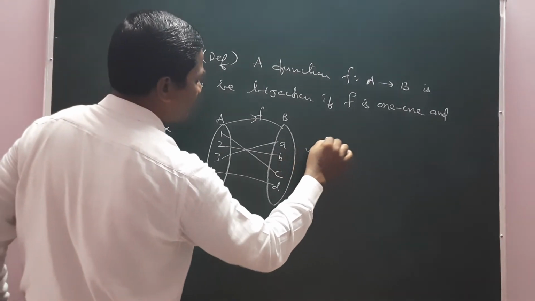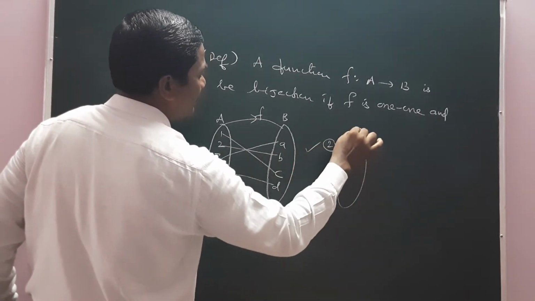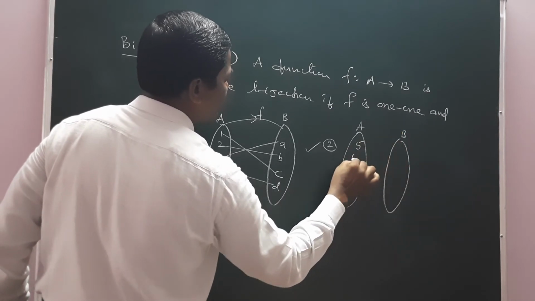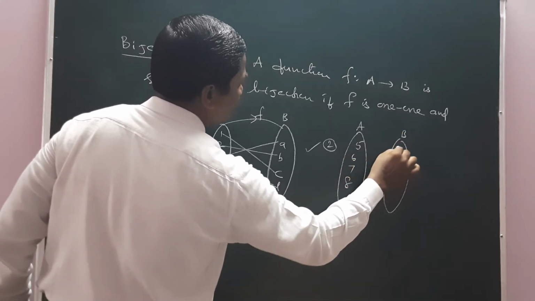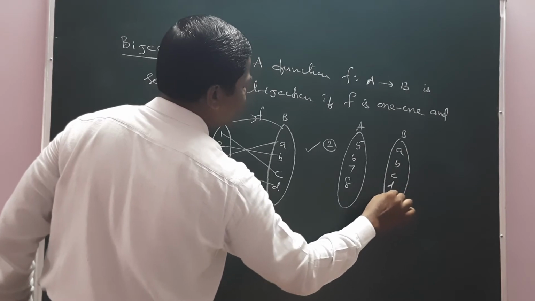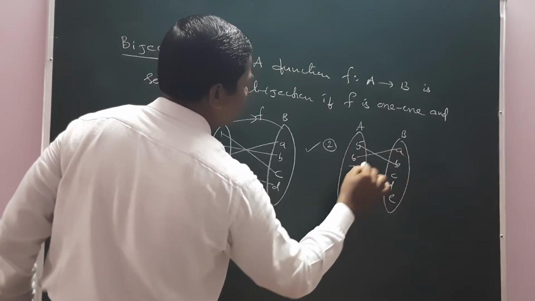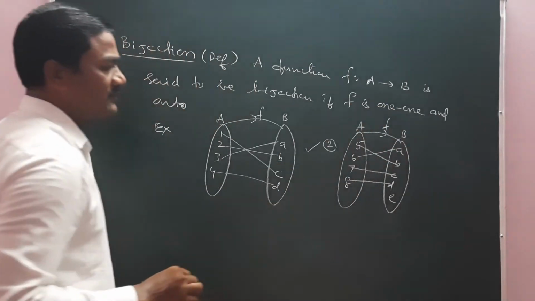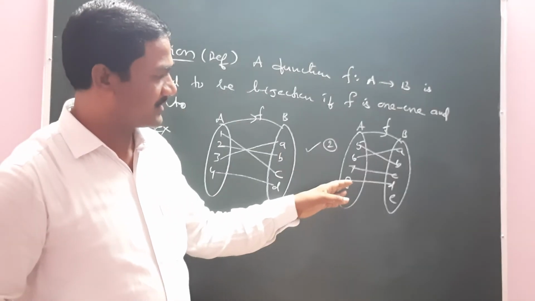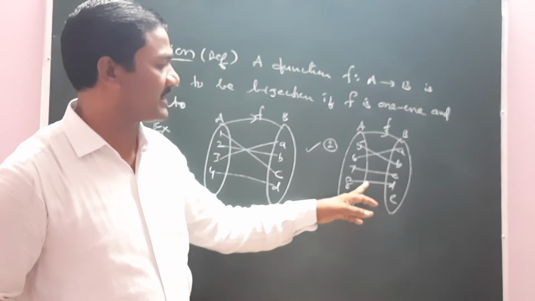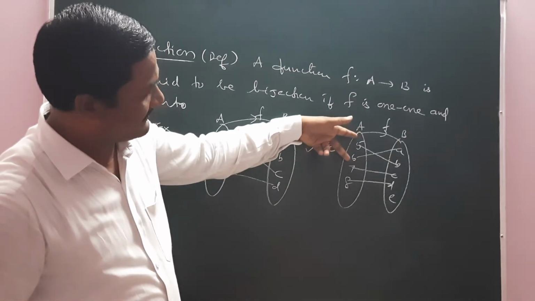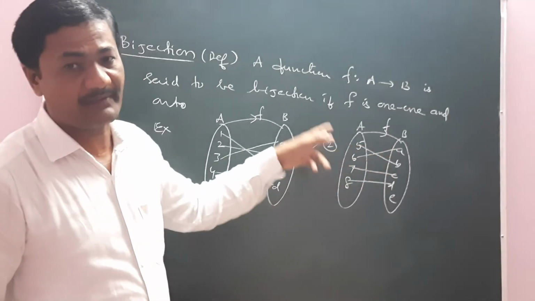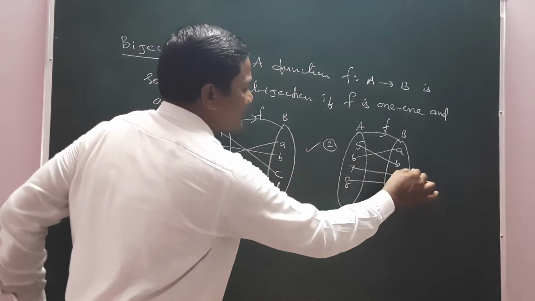Now, example 2. A, it is B. 5, 6, 7, 8; A, B, C, D, E. So this is also a function. All elements of A are associated with elements of B, so it is a function. Is it 1-1 or not? Different elements in A have different images only. Therefore, in this case, f is 1-1.